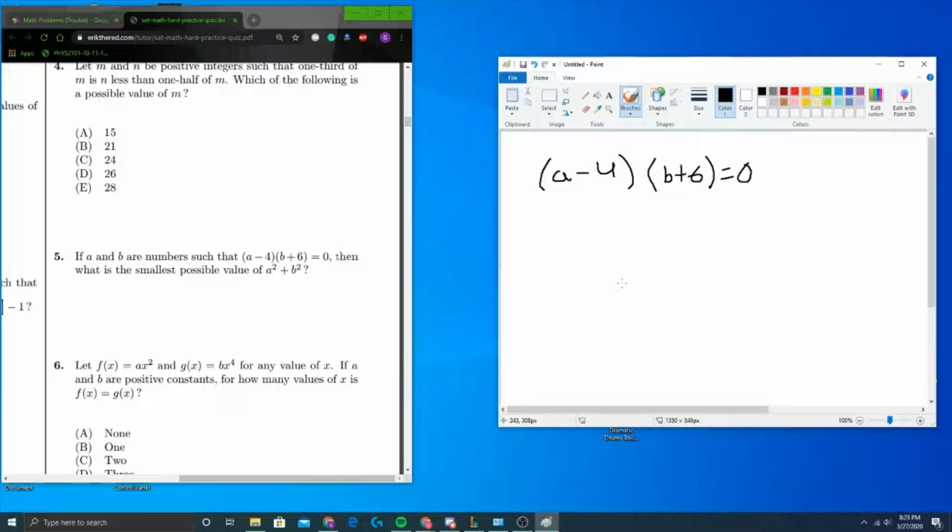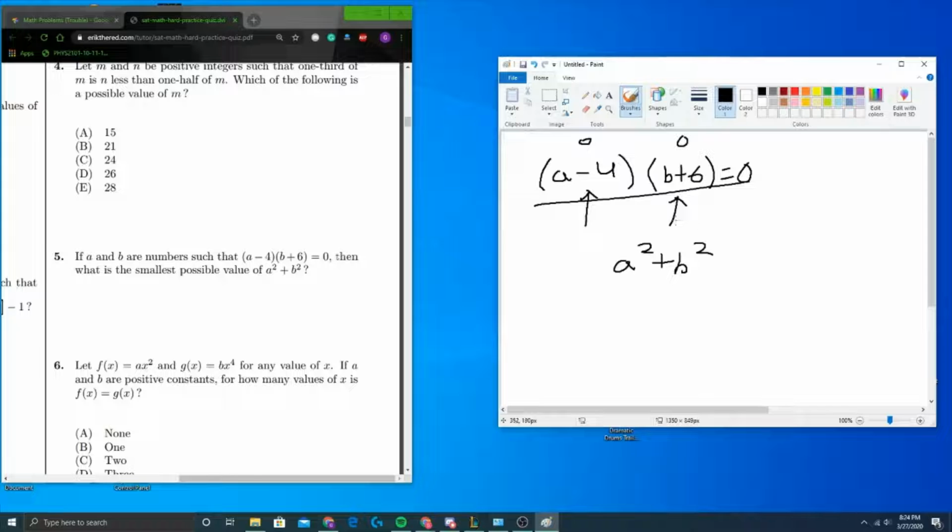So we have to satisfy this equation here. And then we have to minimize this so we get the smallest possible quantity of a squared plus b squared. Well, first of all, with these quadratics, in order to get the right side to be 0, one of these in the parentheses has to equal 0. If this is 0, then no matter what this is, 0 times anything is 0. Or if this is 0, 0 times anything is going to be 0.